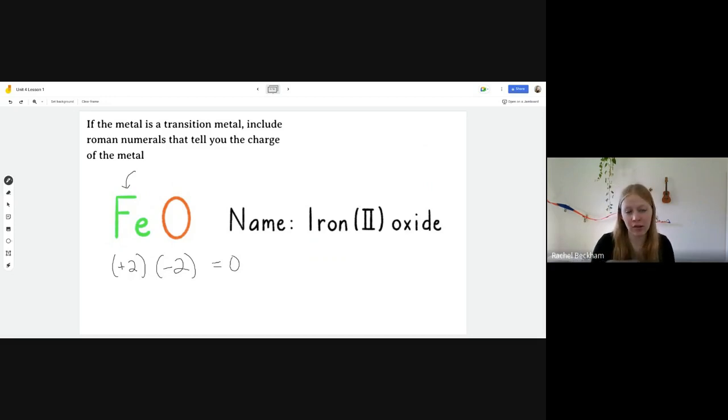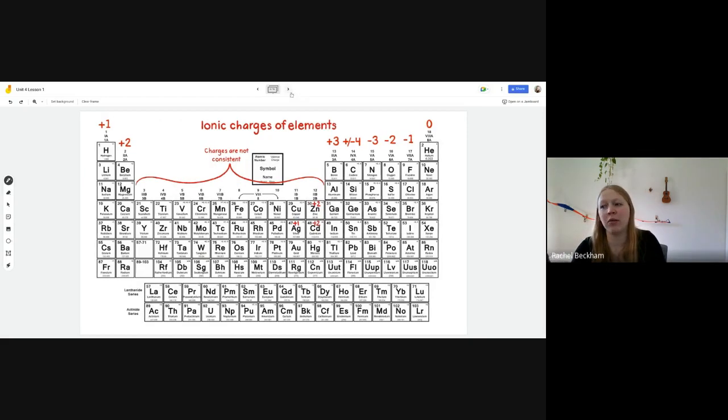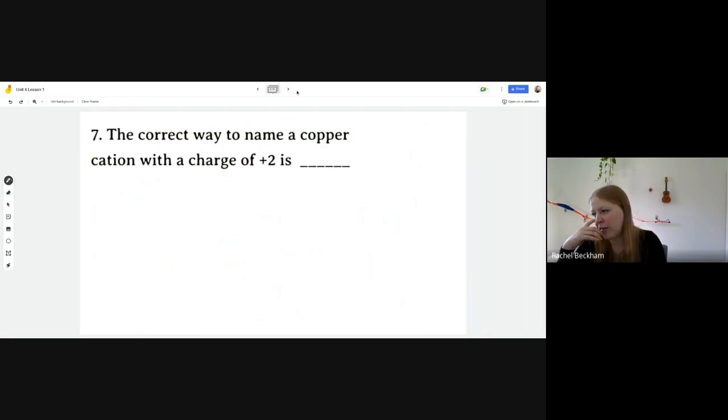When you have a transition metal, you need to choose the name that includes Roman numerals that tell you the charge of that metal. I will give more information on that later, but this lesson doesn't focus heavily on transition metals. So you can always come and talk to me about it if you come across one and you need help with it. Let's actually go through the problems now.